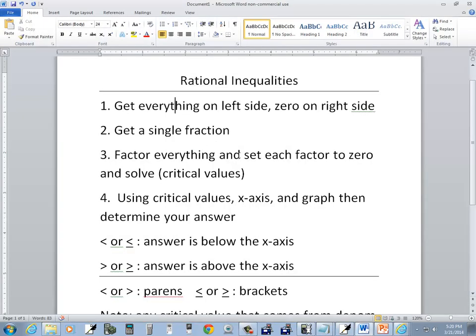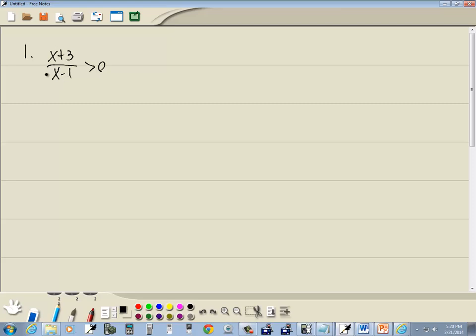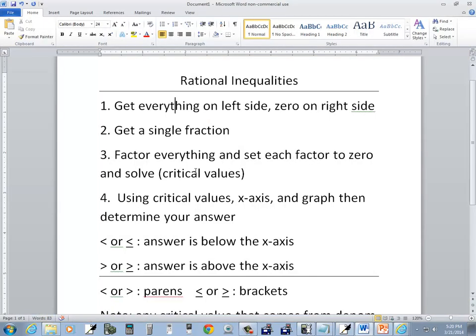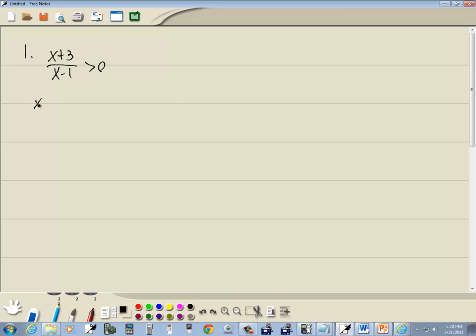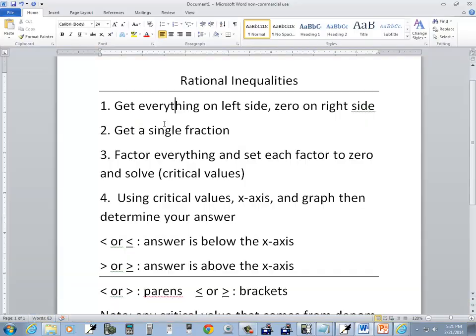Step 3, factor everything. Well, there's nothing to factor here. These are as simple as it gets. Then it says set each factor equal to 0 and solve. So we'll just go directly to setting x plus 3 equals 0, and we'll set x minus 1 equal to 0. And that gives us x is equal to negative 3, and x is equal to positive 1. Now these are critical values.